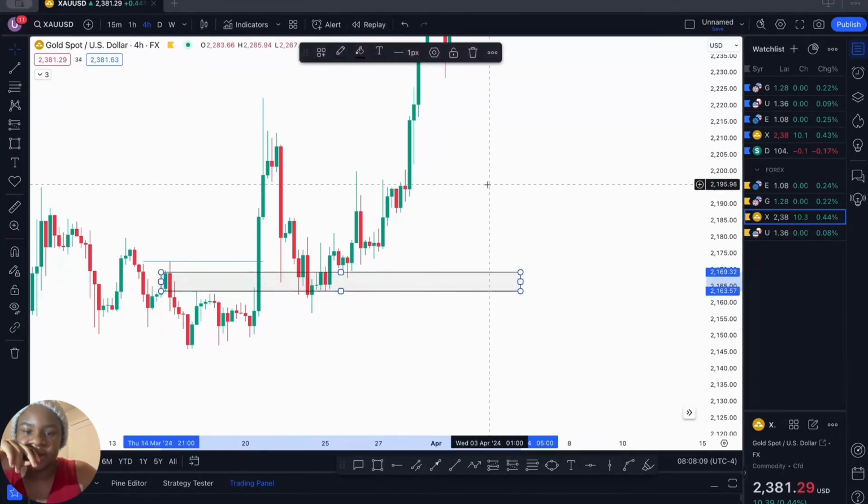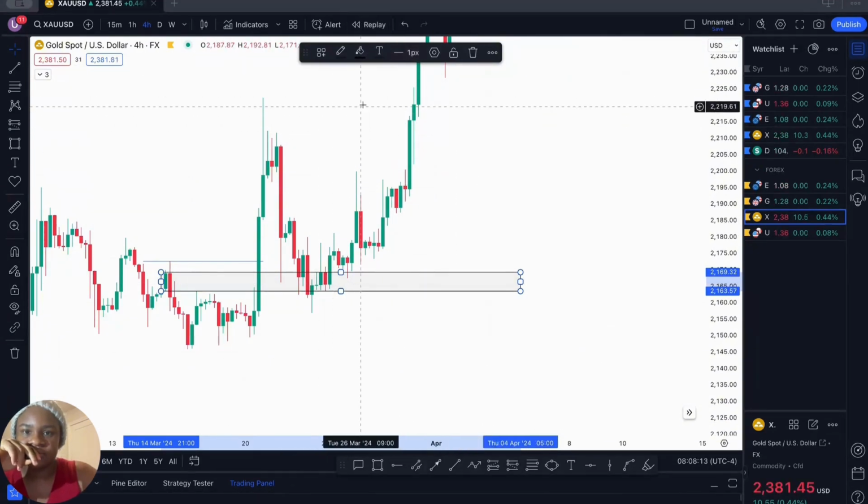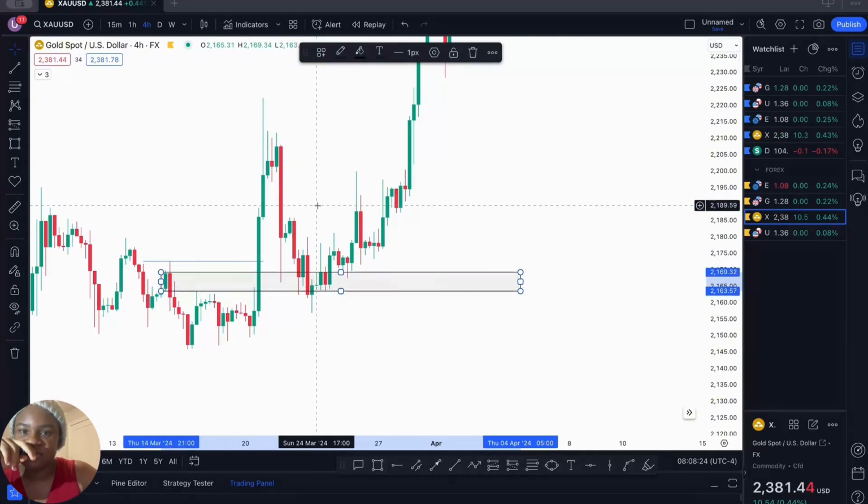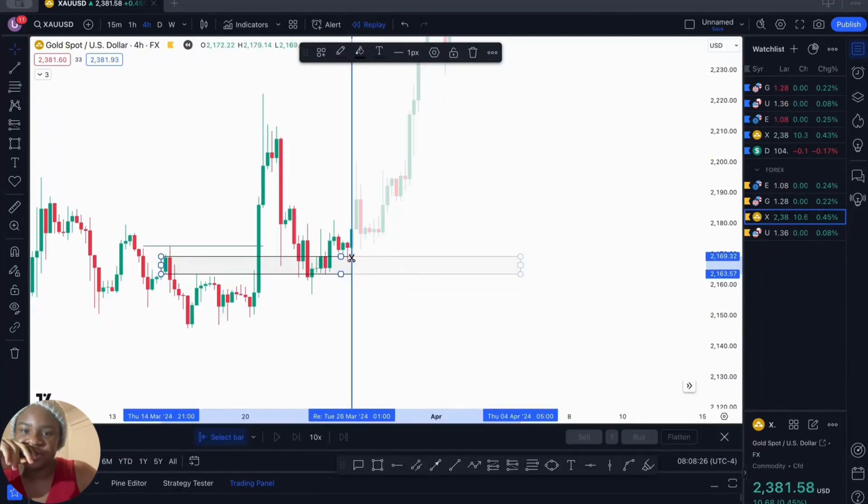Let me delete all this in the past. I'm trying to delete this, it will be easy for you. And if you go down to a lower time frame, you might see an additional reference point, whether a fair value gap or something easier for you to enter the trade.